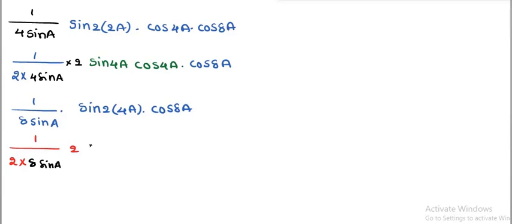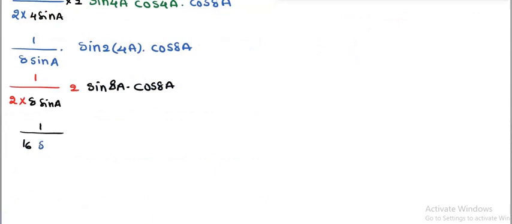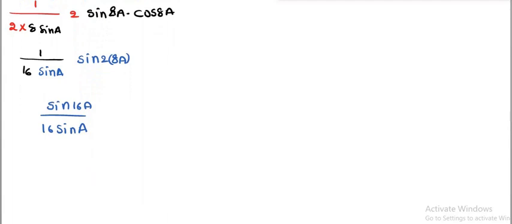So 1 by 8 sin A, sin 2 into 8A cos 8A, so 1 by 16 sin A, 2 sin A cos A is sin 2A, 2 into 16. So finally, sin 2A where A value is 8A, sin 16A by 16 sin A. So first one is proved, sin 16A by 16 sin A, LHS equal to RHS.